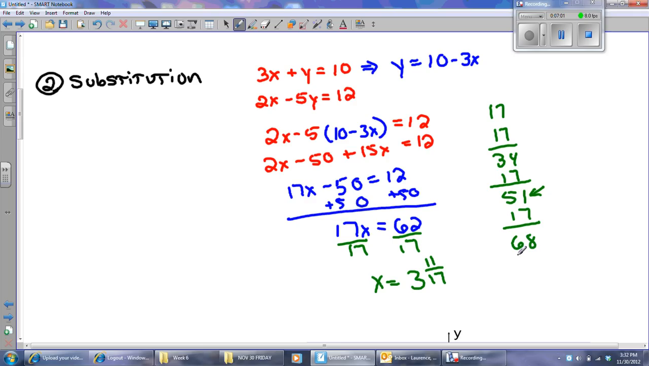What do I see here? Yeah, I really like that answer. Okay, so now I take x and I'm going to put it in this equation. I think it'll be the easiest one to work from.